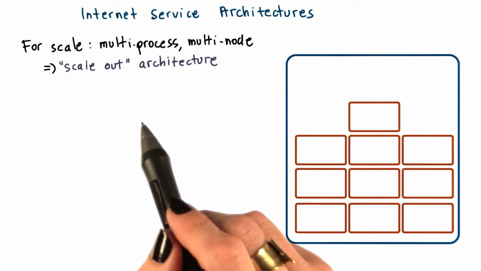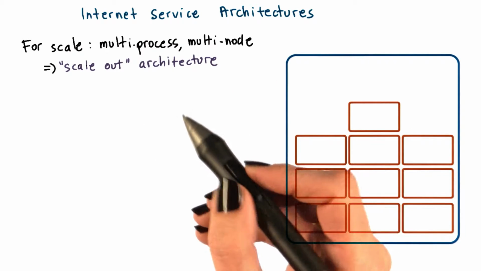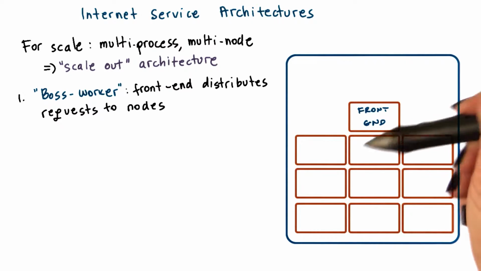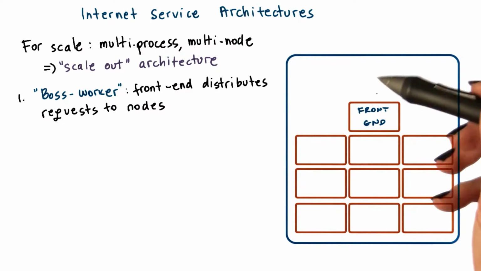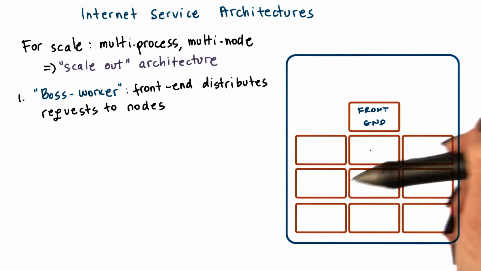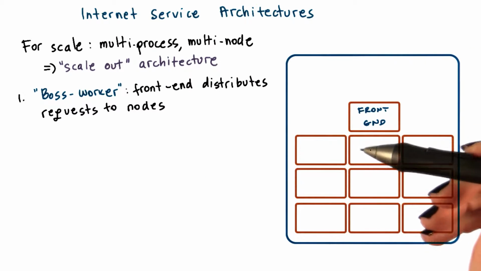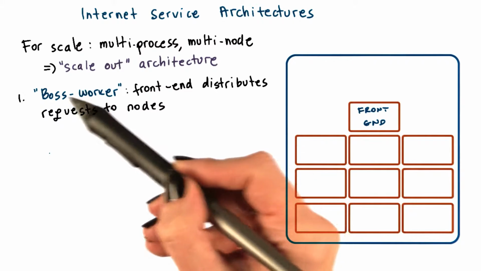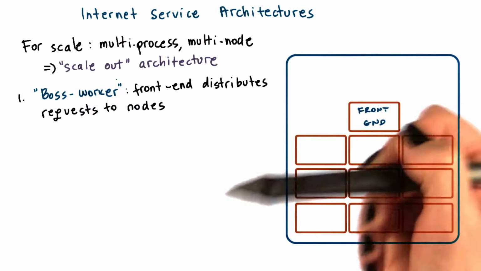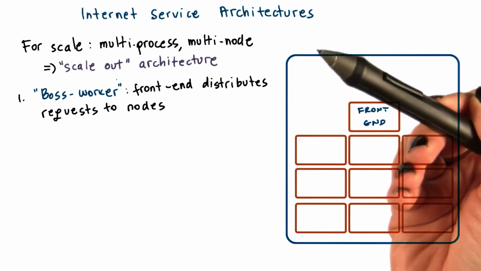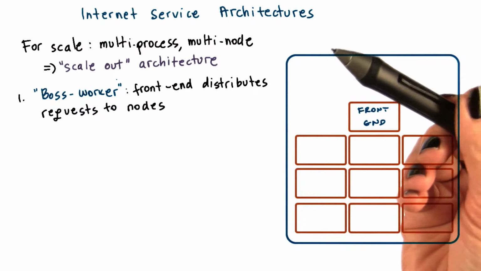A typical architecture could then be organized as follows. A front-end dispatching or load balancing component would route the incoming requests to the appropriate or available machine that implements the internet service. This is in some sense similar to the boss worker pattern that we discussed when we talked about structuring multi-threaded parallel programs.